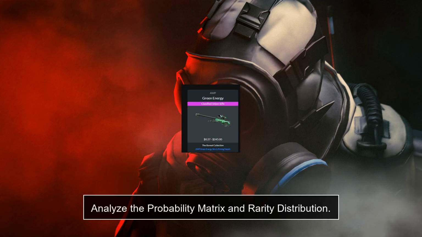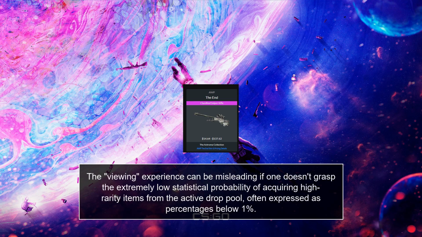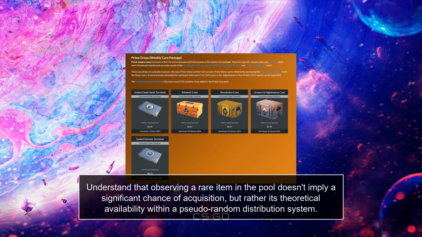Analyze the probability matrix and rarity distribution. The viewing experience can be misleading if one doesn't grasp the extremely low statistical probability of acquiring high-rarity items from the active drop pool, often expressed as percentages below 1%. Understand that observing a rare item in the pool doesn't imply a significant chance of acquisition, but rather its theoretical availability within a pseudo-random distribution system.